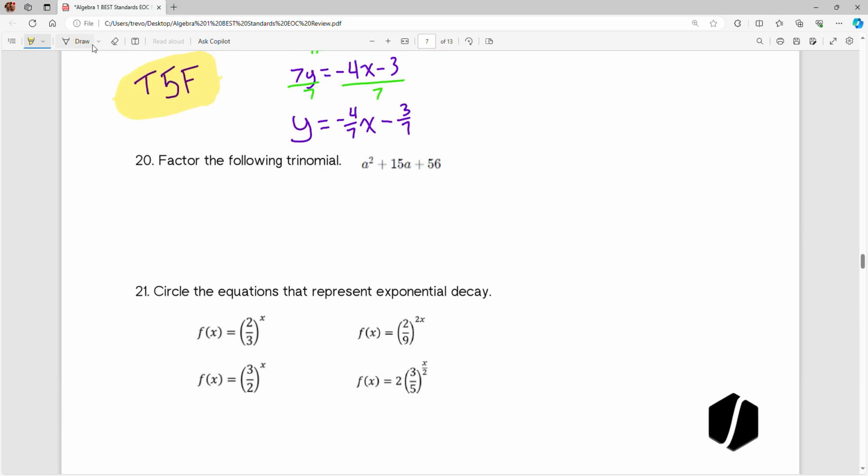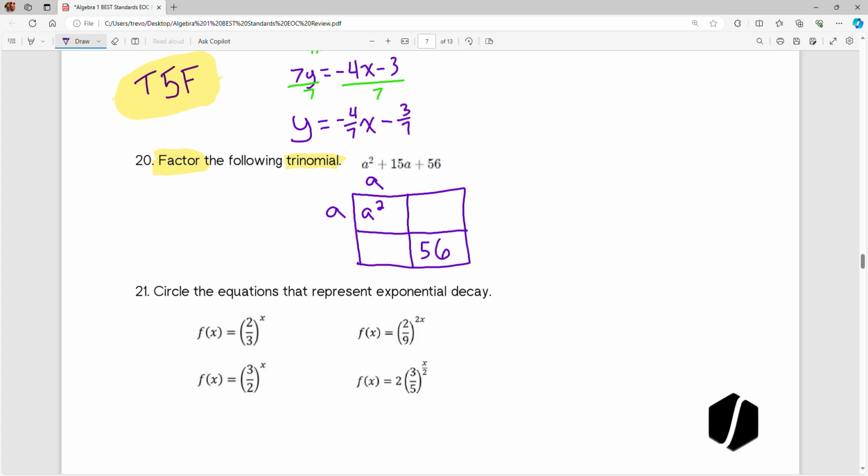And now number 20 says to factor the trinomial, which is just a polynomial with 3 sections to it. So to factor this, that a is just really like an x, right? So this is going to be a binomial by a binomial where we put it in the boxes. So I need a times a to give me a squared, and I need something times something to give me 56.